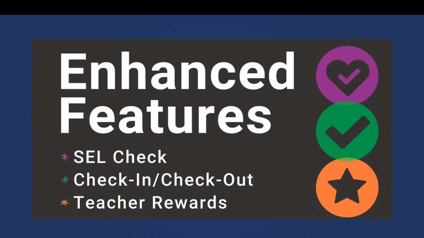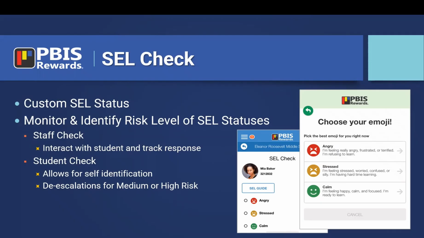Let's move on next to the enhanced features that are included with the base PBIS Rewards system at no additional cost. SEL Check is a feature that helps school staff quickly log an SEL check-in and track the social and emotional state of students. SEL Check statuses can be customized by each school. SEL Check monitors and identifies the risk level of SEL statuses. Students can also self-check if the school activates that within their settings.